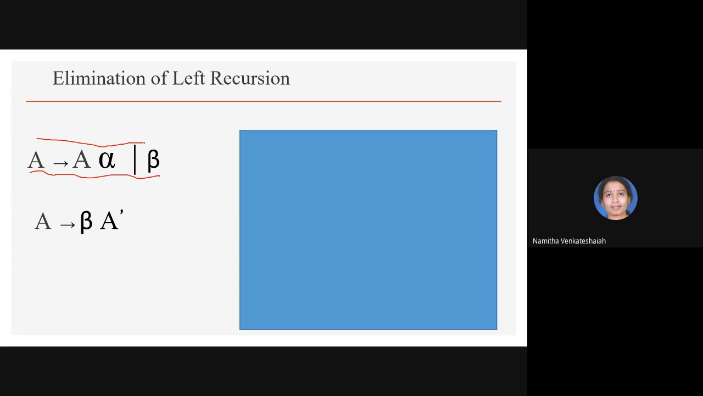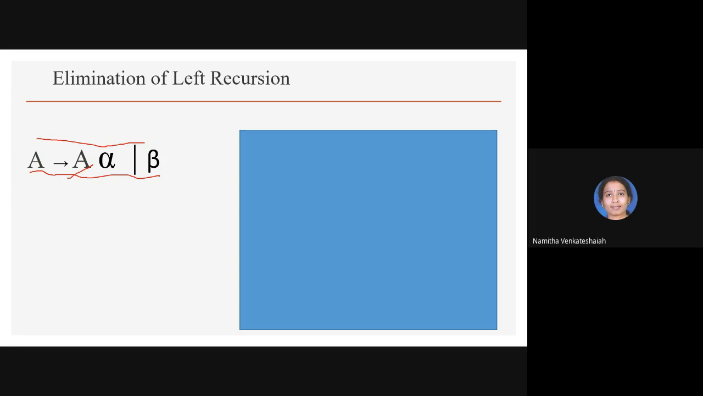Okay, so now what is left recursion? Left recursion means whatever is there in the left side, the LHS, if that is present in the left side of the RHS, we call it left recursion. So look here, A is present in the left side, and the same A is present in the left side of the RHS. So I can say that there is a left recursion.